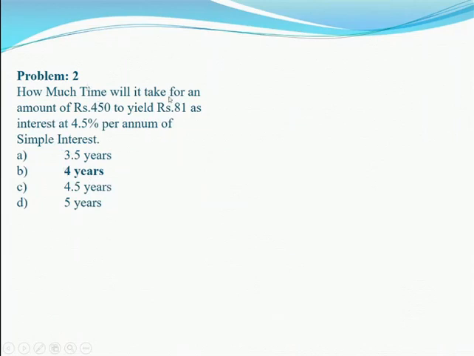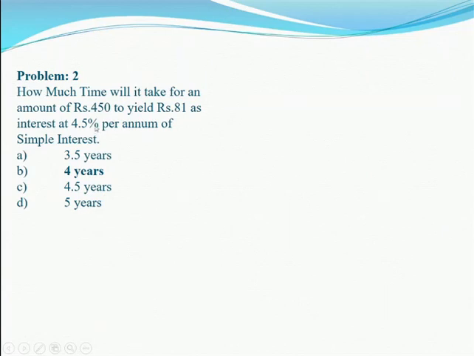How much time will it take for an amount of rupees 450 to yield rupees 81 as interest at 4.5% per annum of simple interest? Option A 3.5 years, option B 4 years, option C 4.5 years and option D 5 years.